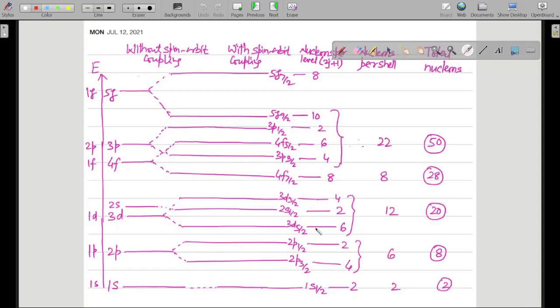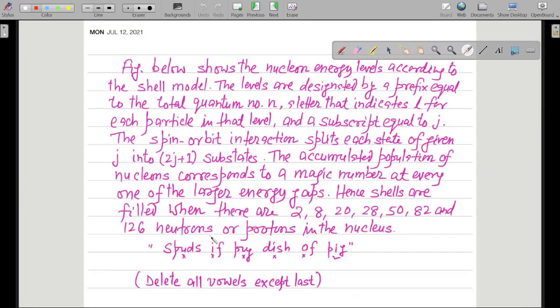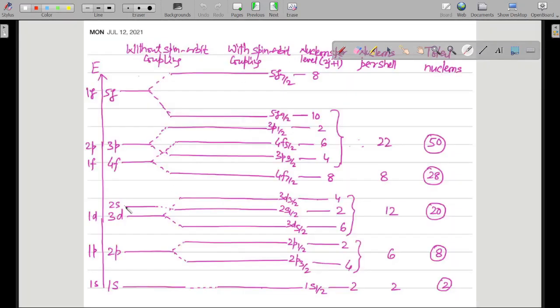Then 2 into 5 by 2 plus 1, that will be equal to 6 nucleons, and 2 into 3 by 2 plus 1, that will be equal to 4 nucleons. Now 2s level lies over here. How did we get that? We get s over there. So after d we have s. So 2s is over here.